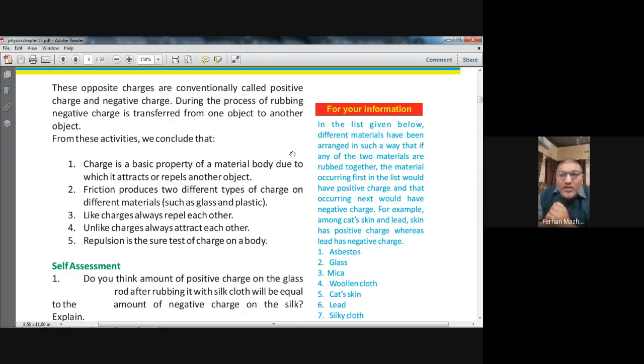What we conclude? That charge is a basic property of material body due to which it attracts or repels other objects. Friction produces two different types of charge on different materials such as glass and plastic. This is very important. Like charges always repel each other and unlike charges always attract each other. Repulsion is the sure test of charge on a body.